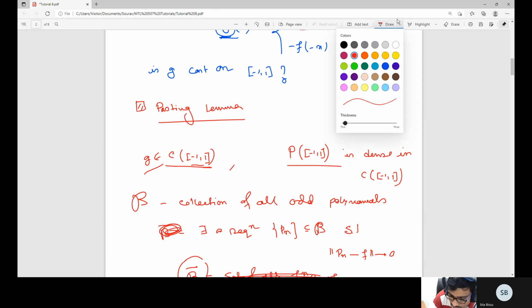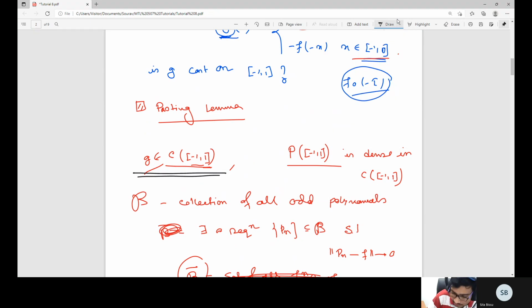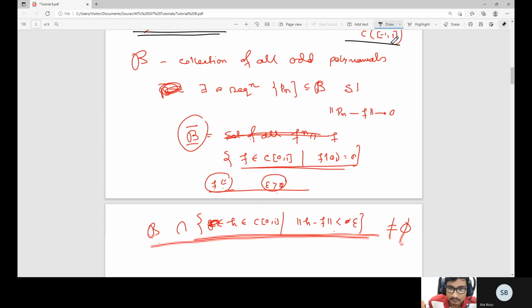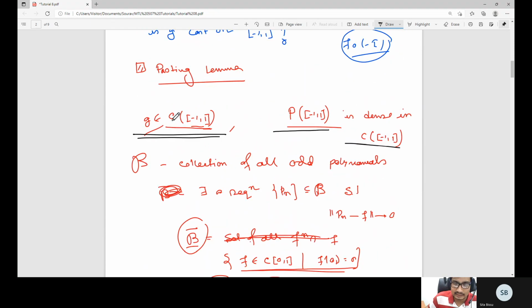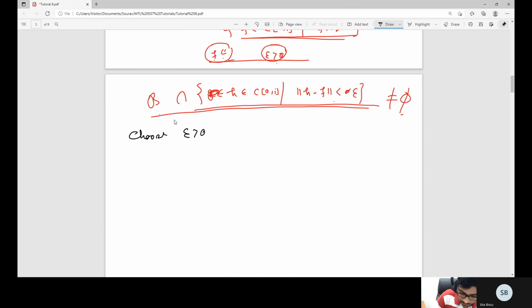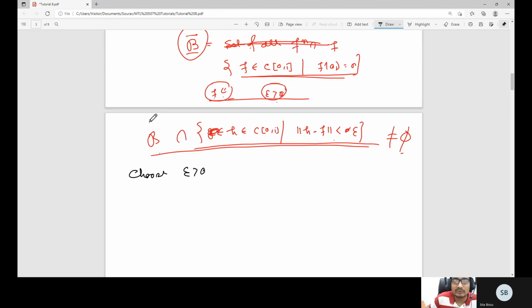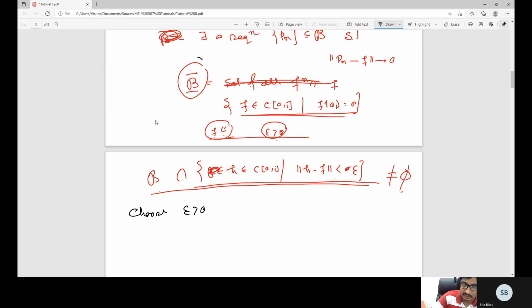We are with g, which is continuous on C[0,1], and we also know that P[-1,1] is dense in C[-1,1]. Now we have chosen one epsilon. Since this is dense in here, for this epsilon we can take a sequence which converges to g, but instead of taking a sequence, proving this one will be easier.